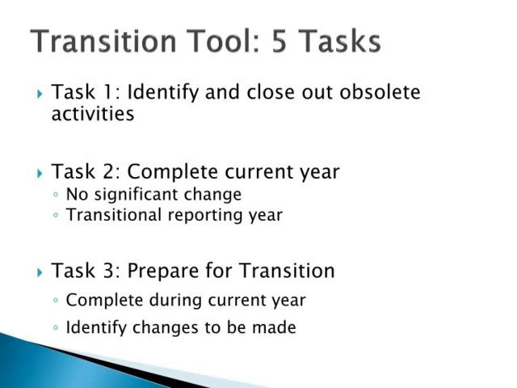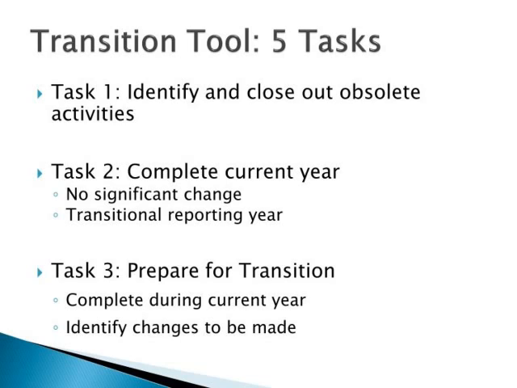The first task is to identify and close out any obsolete activities that may exist in the system. These would be activities that you're no longer funding services with. To do this, you can use the PR02 MicroStrategy report. If you are unfamiliar with using MicroStrategy reports, there is a link on the technical assistance page of this presentation to an entire manual for users who want to learn about MicroStrategy.